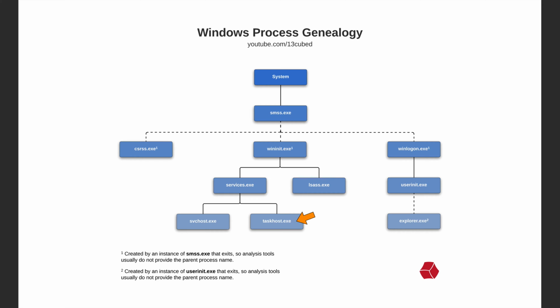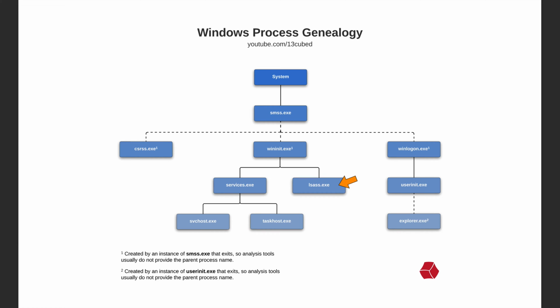Whereas svchost.exe is the generic host process for Windows services, taskhost.exe is the generic host process for Windows tasks. So think scheduled tasks, for example. This process runs in a continuous loop listening for something called a trigger event, which could be a defined schedule, a user logon, a system startup event, or something of that nature.